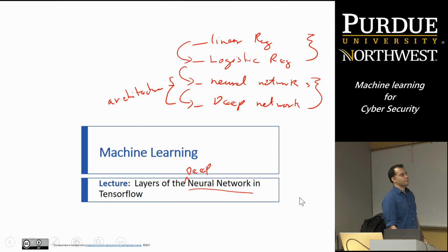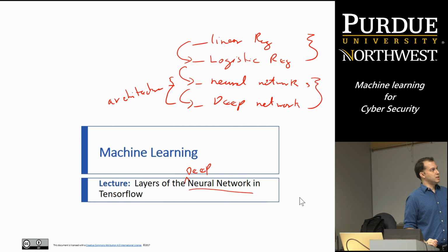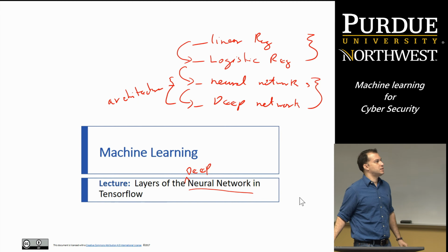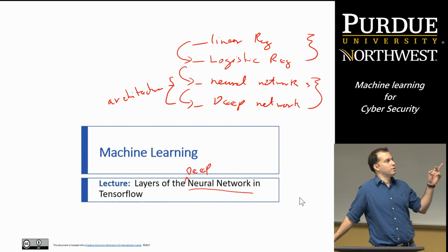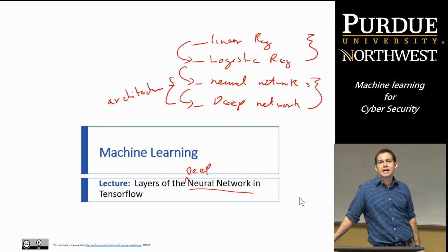So hopefully you can read it. Basically, this is the approach that we took. We went from linear regression to logistic regression. Now we're going to neural networks and deep neural networks, right?